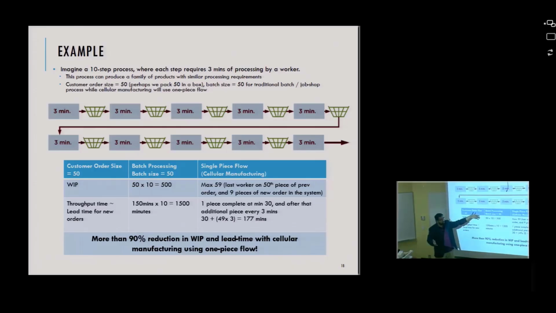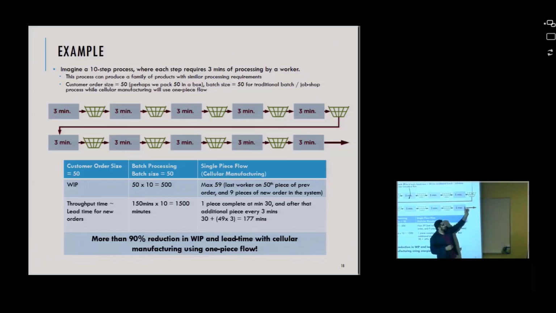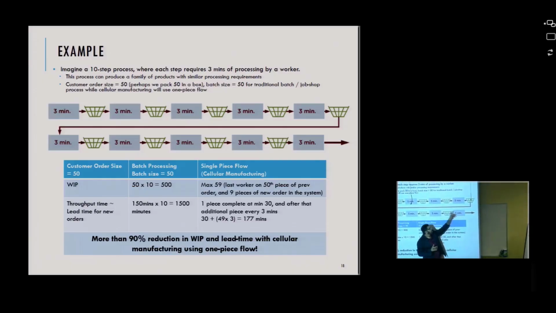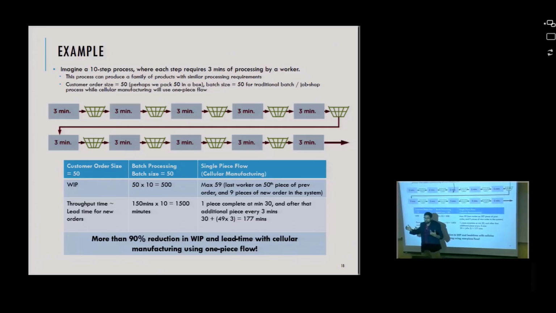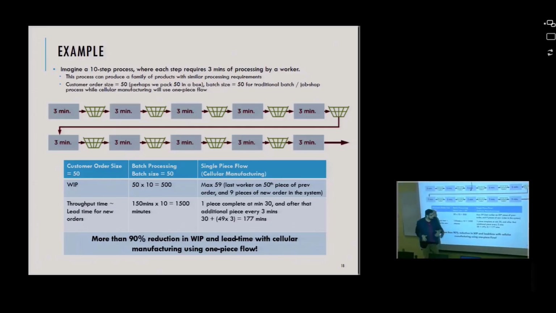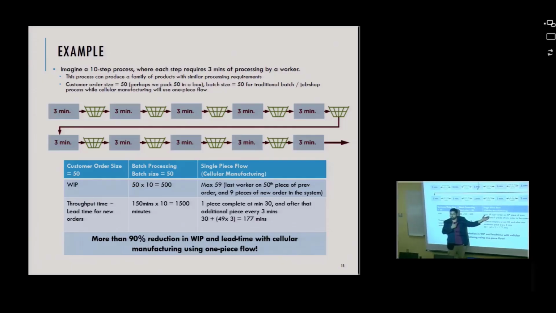But because you still ship in sizes of 50, you could at maximum have 49 pieces here. The 50th piece is here waiting to be finished. When it becomes 50, it'll get shipped out. So 49 pieces done here, 50th piece here, and then you have 9 pieces of the next customer order in the system. So at most, you'll go to 59 in WIP. Usually, you'll be less than 59. So the maximum WIP you can have is 59, and it usually will be lower than that. So you can see a drastic reduction in WIP when we went from batch to cellular manufacturing.